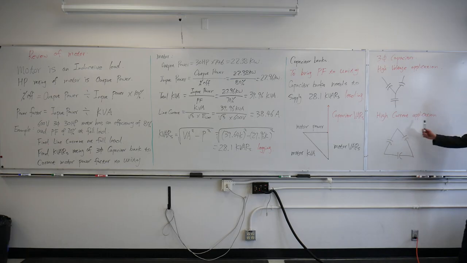Or we can connect the capacitor bank in a delta configuration. We know in a delta configuration, the line current is root 3 higher than the phase current. So when we connect the capacitor bank in delta, the requirement for the capacitor to handle the current will be root 3 lower than the line current.